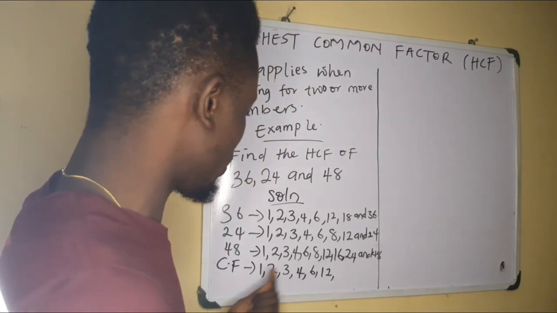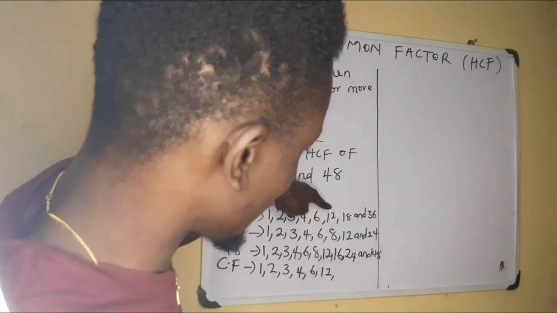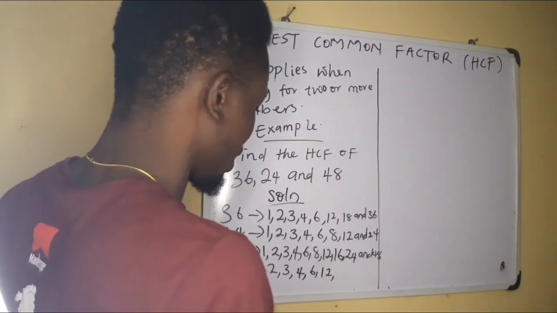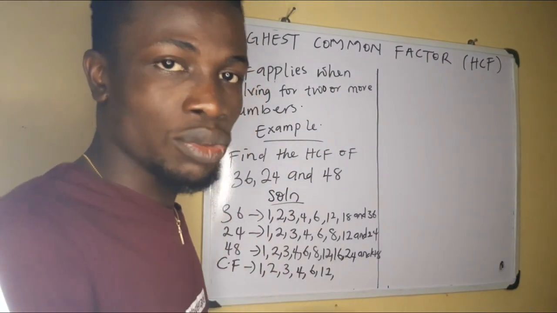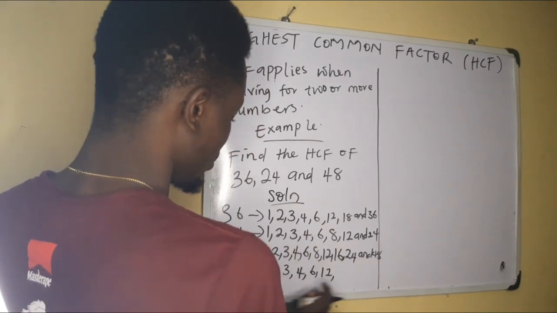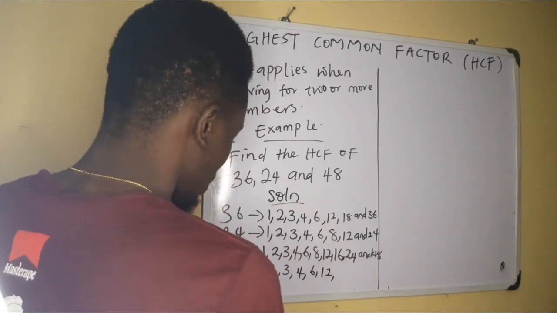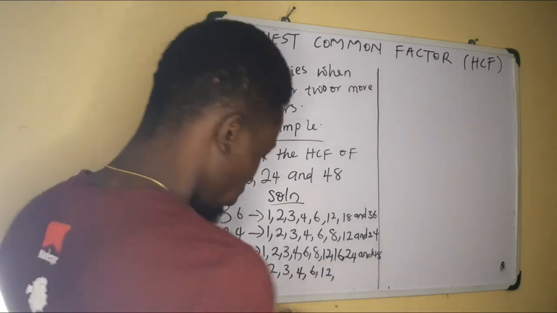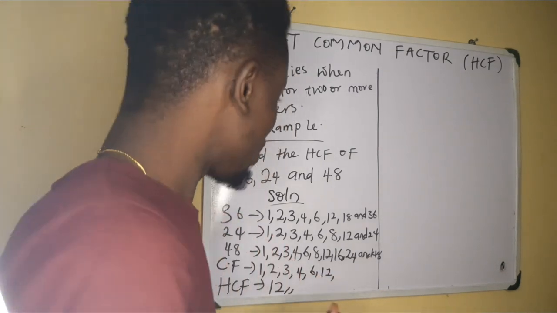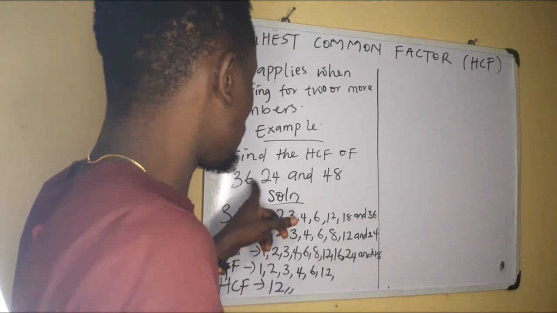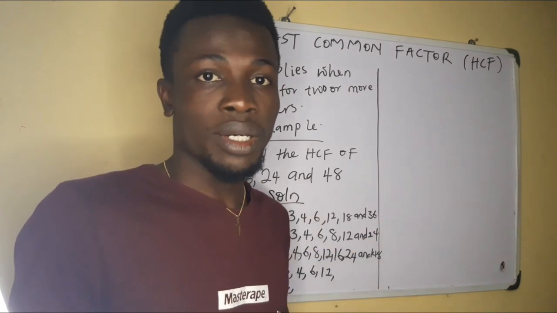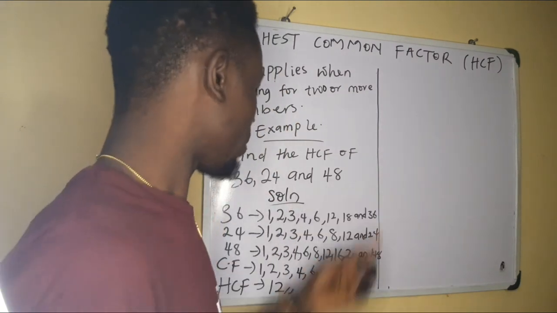The highest common factor we can see here, because apart from 12, there is no other number we can see. So the highest common factor we can see from the three of them is what? 12. Which number is highest here? That is 12. So the highest number that can divide through 36, 24, and 48 is what? 12. So the H.C.F of these three numbers is 12.